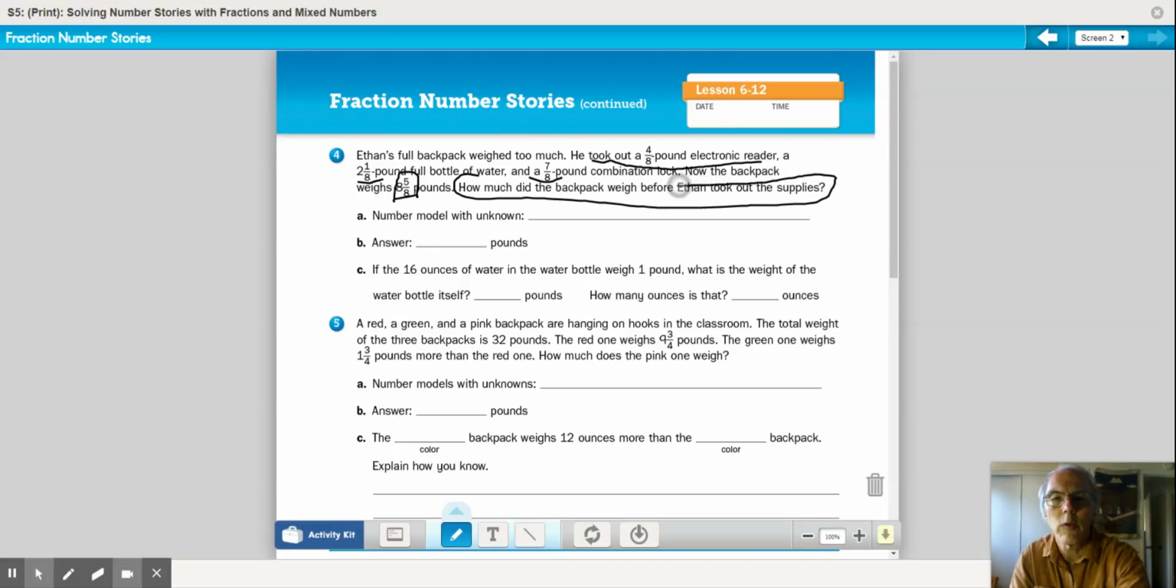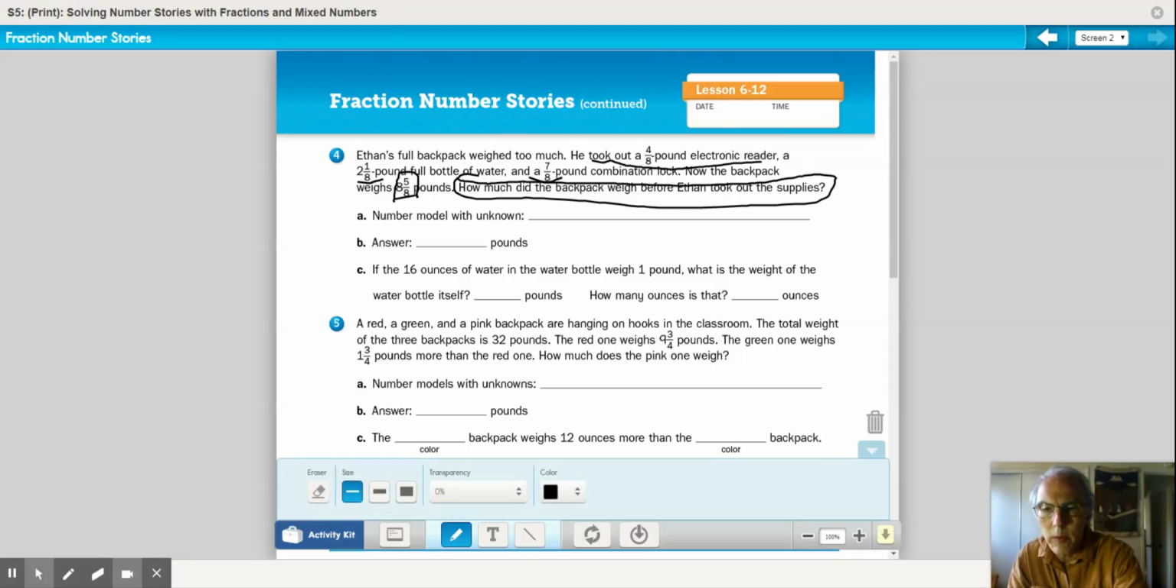So you should be doing this in your math journal, or later on when you come back, if you do this later on online on Everyday Math or in the template. So this is me getting important information. Okay, so first off, number model with the unknown. Well, now the backpack weighs 8 5/8. So that sounds like an equal sign to me. So I got to get rid of the little line here. So let's get this out of the way.